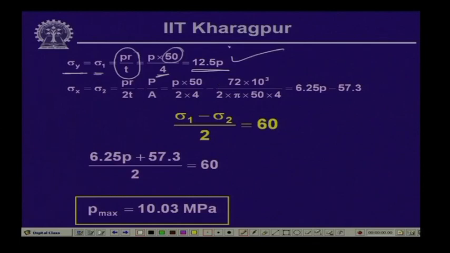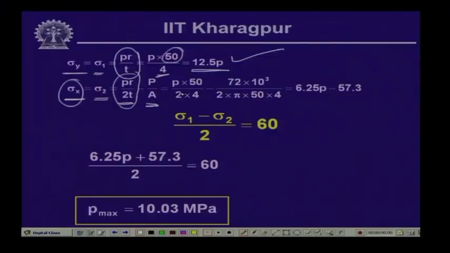P is unknown to us, and the normal stress in the x direction, or in the longitudinal direction, sigma x, we have called that sigma 2. Because of the internal pressure, we will have the longitudinal stress as P r by twice T. Also, because you have the axial compressive load P.